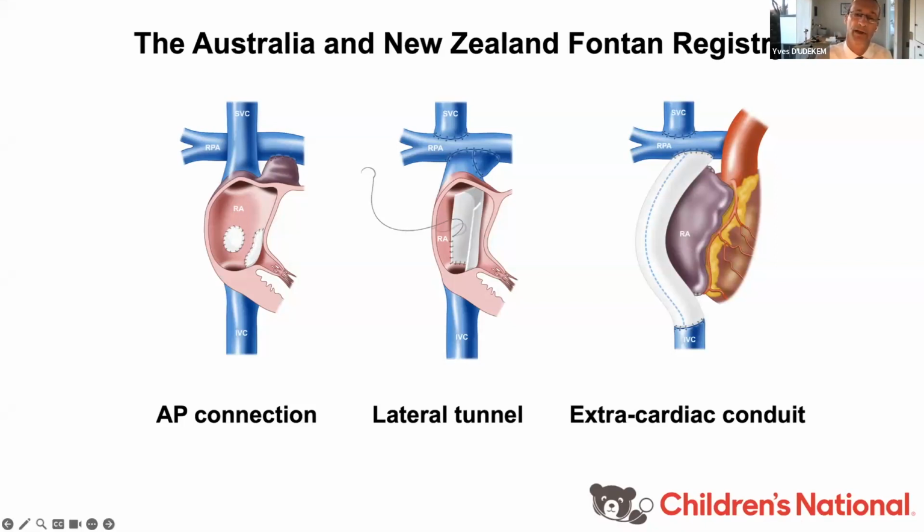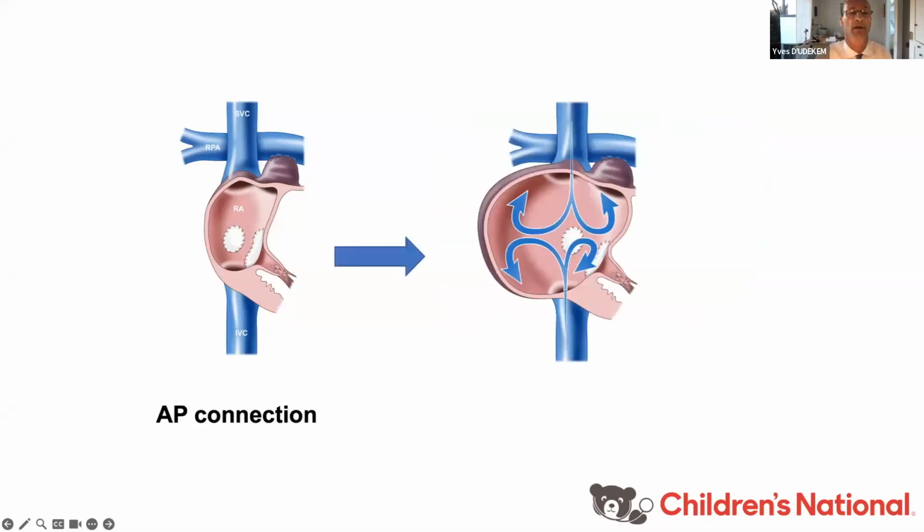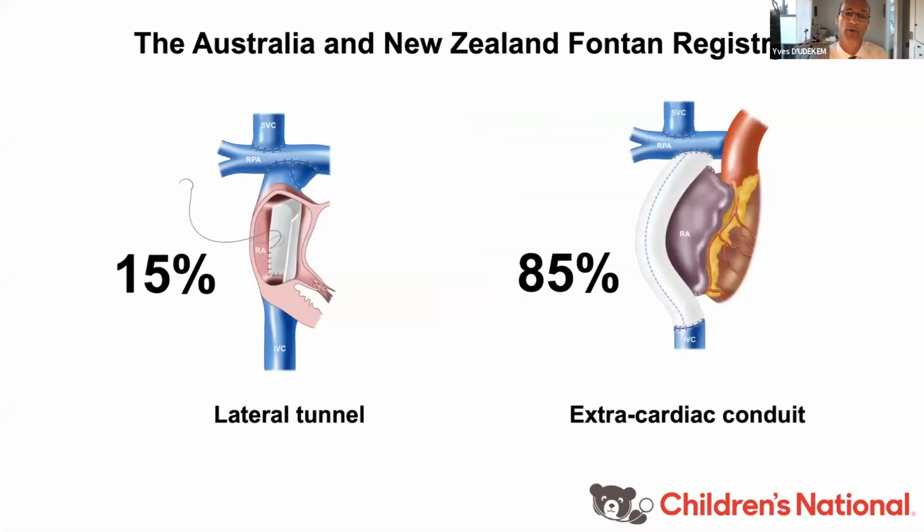To give you an idea, I have the data from North America, and I know that the rest of the world is equivalent. 85% of the Fontans done today are extracardiac conduit, and about 15% lateral tunnel. People have abandoned the atriopulmonary connection, because we saw that with the swirling of the blood inside the atrium, with time this atrium starts dilating, which gives arrhythmia, thromboembolism, and even compression of the pulmonary veins.